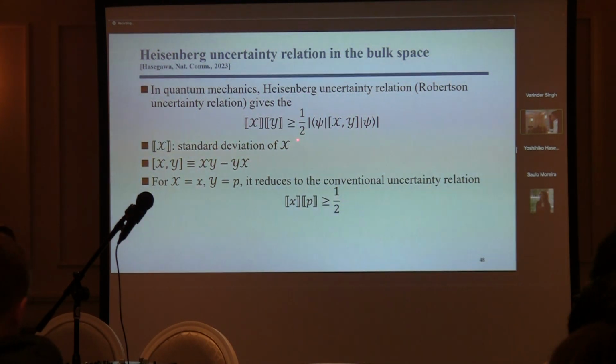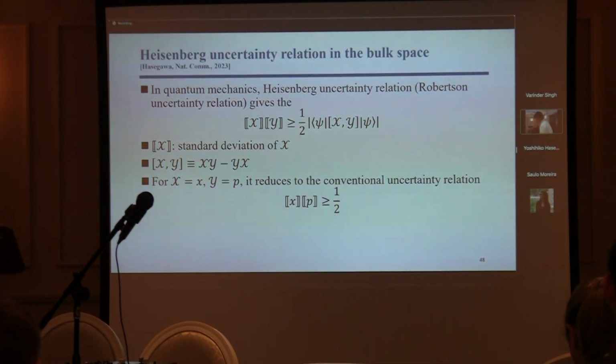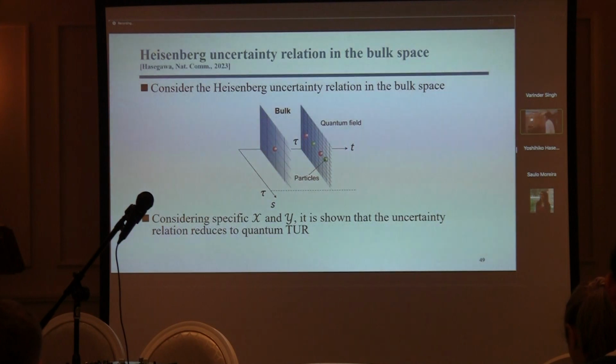This is the Heisenberg uncertainty relation generalized by Robertson. And here, this is a standard deviation. This is a commutator, and of course we consider specific position and momentum, and we recover the well-known uncertainty relationship. So let us consider this Heisenberg uncertainty relationship in the time evolution of CMPS. So we are considering this uncertainty relation in the bulk space.